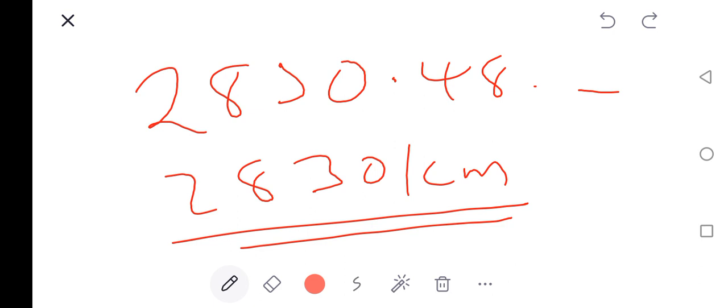Okay, let's move on. So, what's the next heading? Angles. Angle difference.